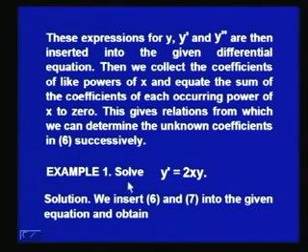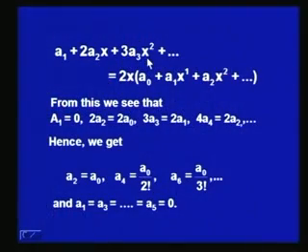Let us take an example, say y dash equal to 2x y. In this equation we will need the values of y and y dash. y is equal to sigma a_m x^m given by equation 6, and y dash is given by equation 7. So, we insert the values of y and y dash given by equations 6 and 7 into the given equation and obtain a_1 plus 2 a_2 x plus 3 a_3 x square plus and so on equal to 2x into (a_0 plus a_1 x plus a_2 x square and so on).